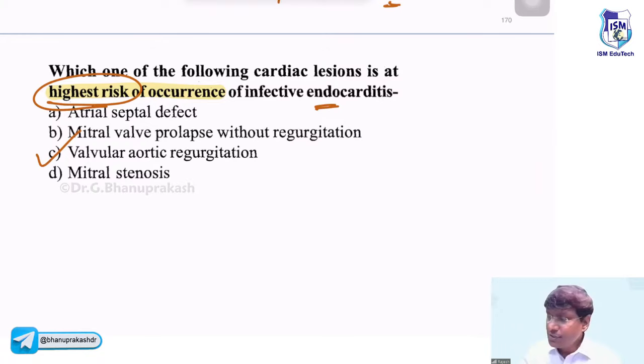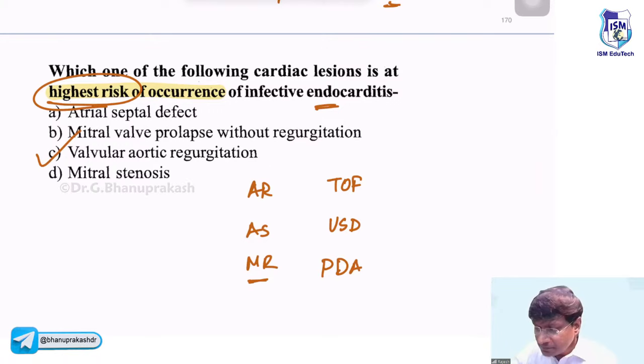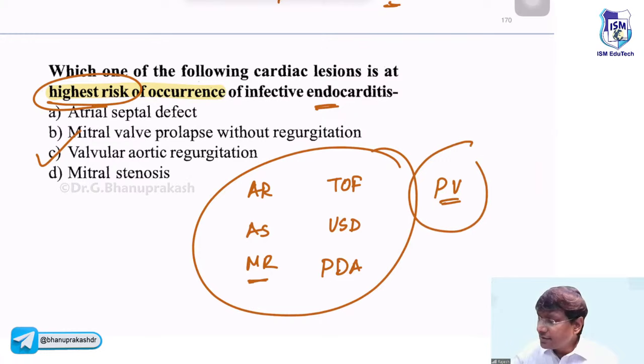So AR, AS, MR, tetralogy of Fallot, VSD, patent ductus arteriosus. And even prosthetic valves, these are the high-risk lesions for the development of infective endocarditis, because these are the areas where there is a high pressure gradient. And one more, that is coarctation of aorta.